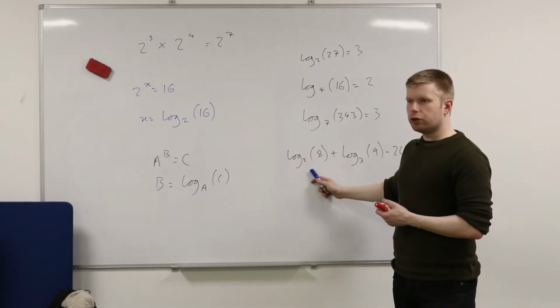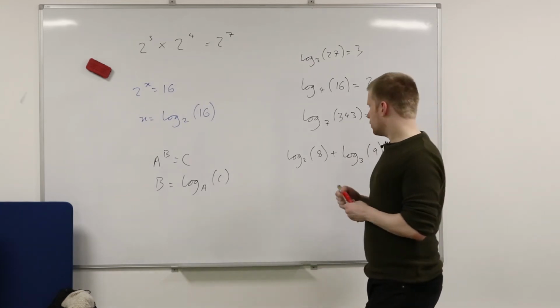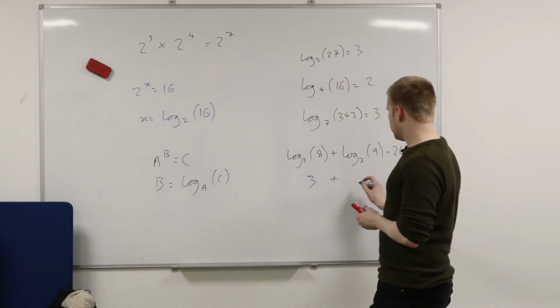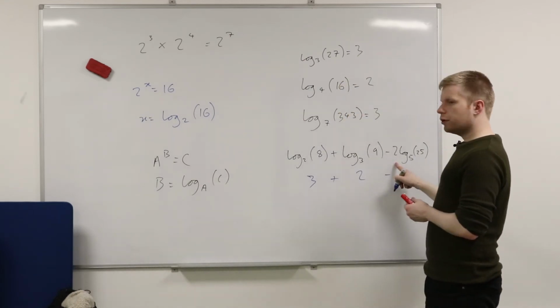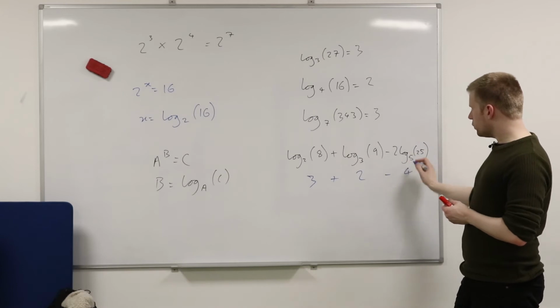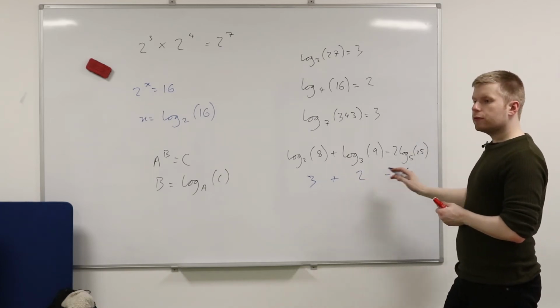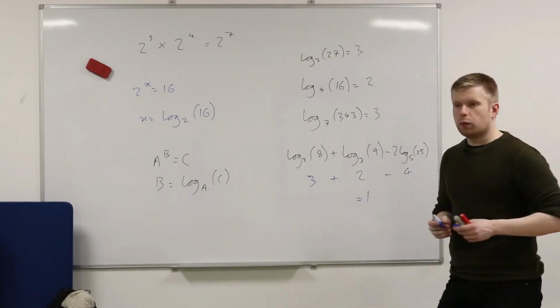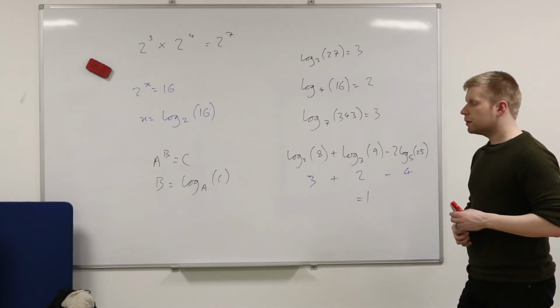So what's this equal to? 3. What's this equal to? What's this equal to? 4. It's equal to 4 because 2 times 2 is 4. 3 plus 2 is 5. Take away 4. That's where your 1 comes from. Okay?